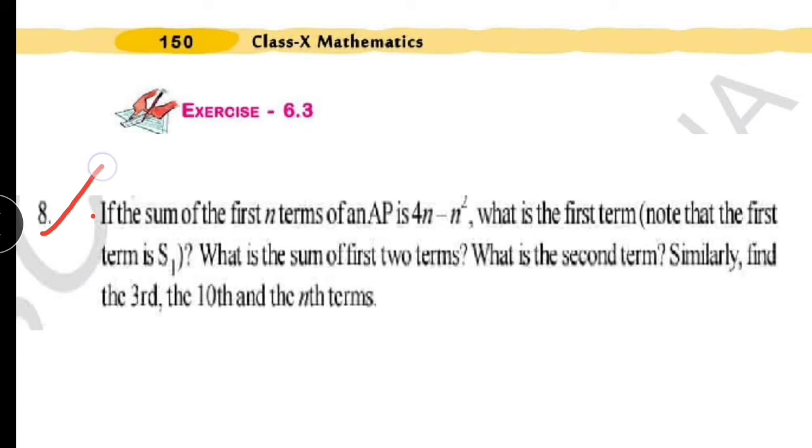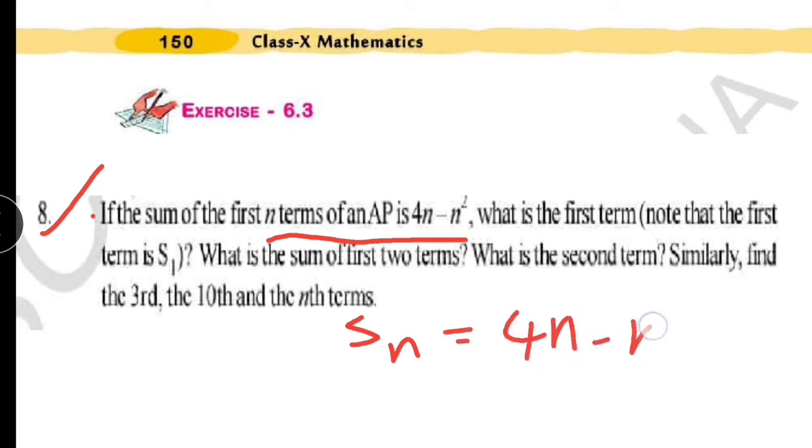Next, eighth question: if the sum of first n terms of an AP is 4n minus n square. Sum of first n terms means Sn equals 4n minus n square. What is the first term? Note that the first term is S1. He gave that the first term is denoted with S1.